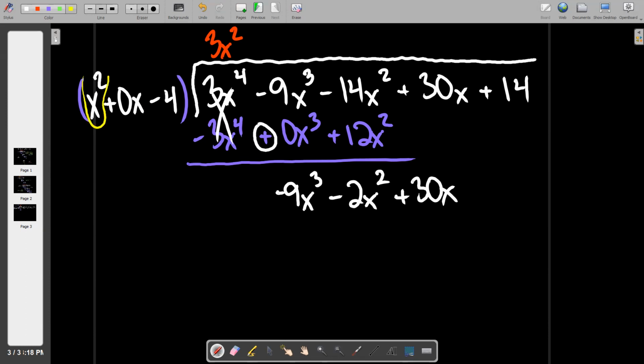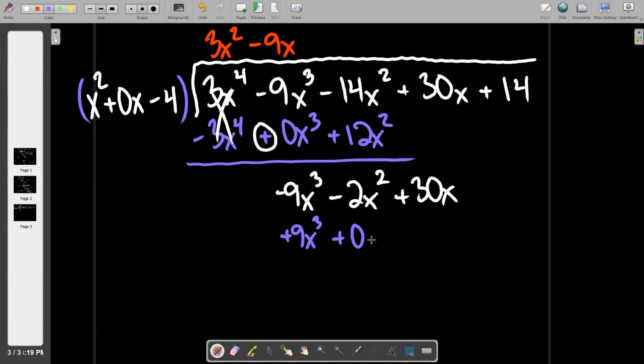How does x squared become negative 9x cubed? Good job. You have to multiply by negative 9x. So let's stick that up there. We're going to take that negative 9x and distribute it through the divisor, changing signs as we go. What will my first answer be? Good job. Positive 9x cubed. So I'm going to put a plus 9x cubed there. How about my second one?